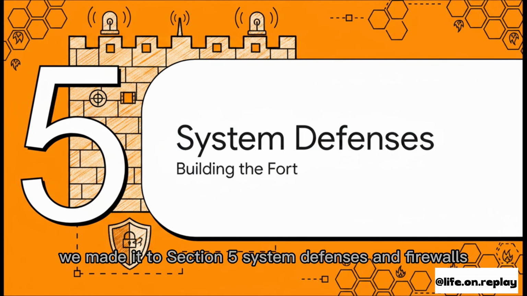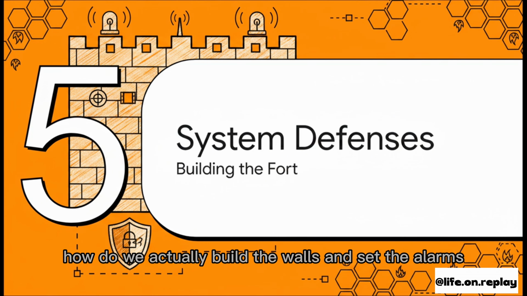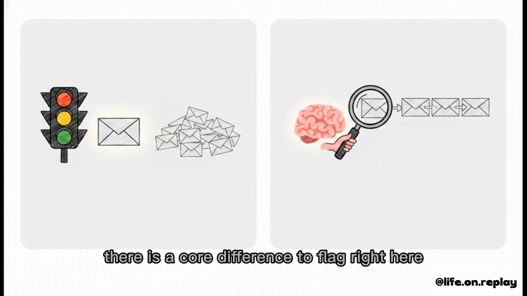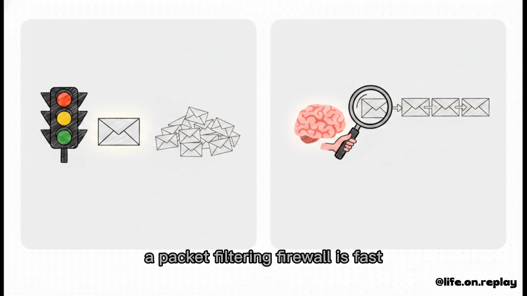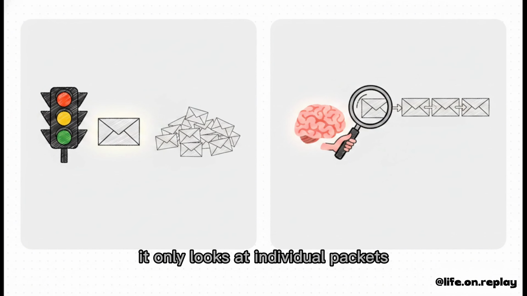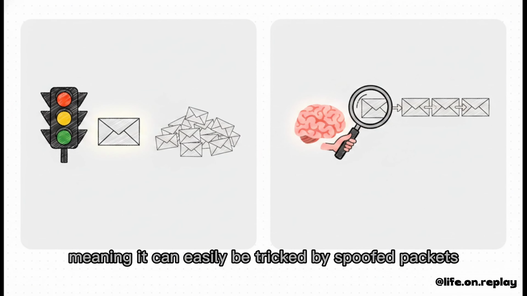Finally, we made it to Section 5, System Defenses and Firewalls, Building the Fort. How do we actually build the walls and set the alarms for our internal networks? There is a core difference to flag right here. A packet filtering firewall is fast, but it basically has amnesia. It is stateless. It only looks at individual packets and doesn't remember the connection at all, meaning it can easily be tricked by spoofed packets.